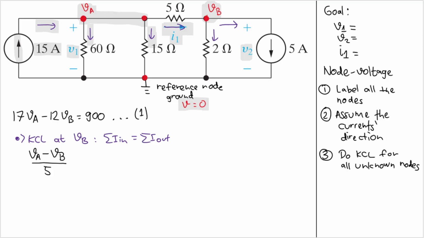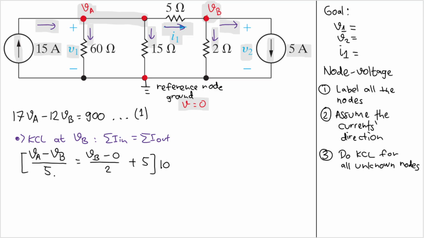Good. Now, let's see this current here that is going out. So we will have this VB here. VB is where the current comes from. And it goes to the reference node here, right? So I will have VB minus 0. Divided by the resistance between them, which is 2. And the last current is this current here, because eventually it will close here. We already have the value, which is 5 ampere. So we will have plus 5 here. Okay, what can we do from here? We can multiply both sides here by 10.